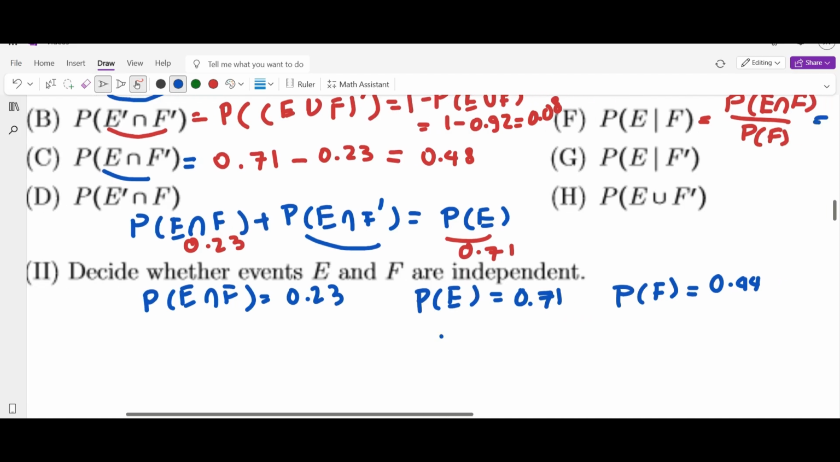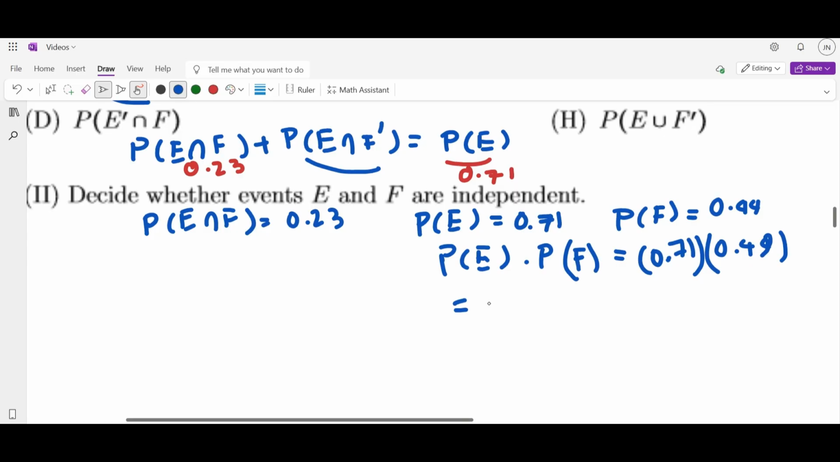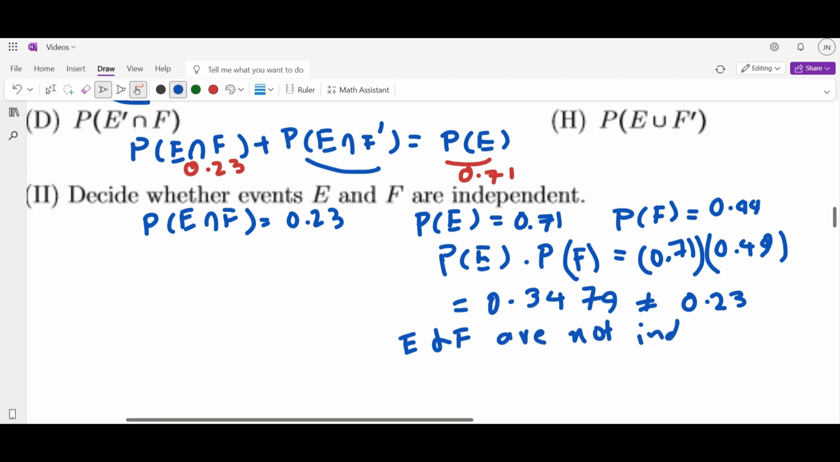And if you multiply the probability of E times the probability of F, this product is 0.3479, which is not equal to the probability of the intersection, which is 0.23. Therefore, events E and F are not independent of each other.